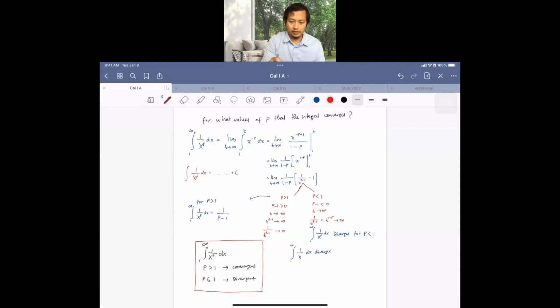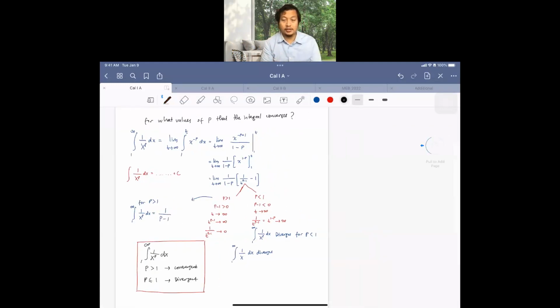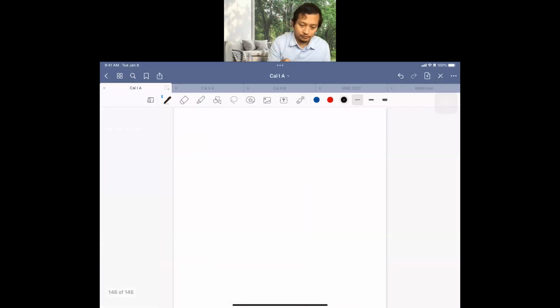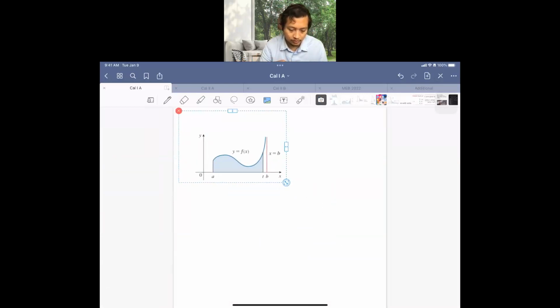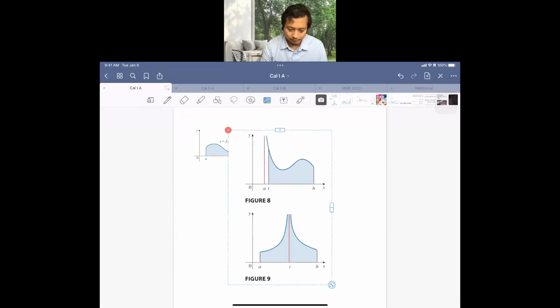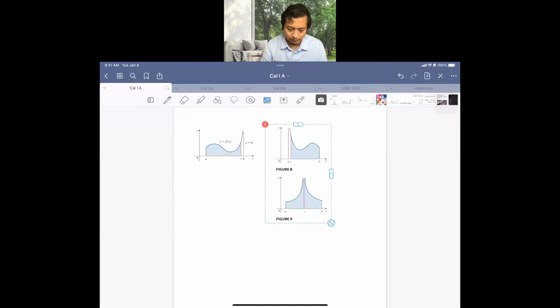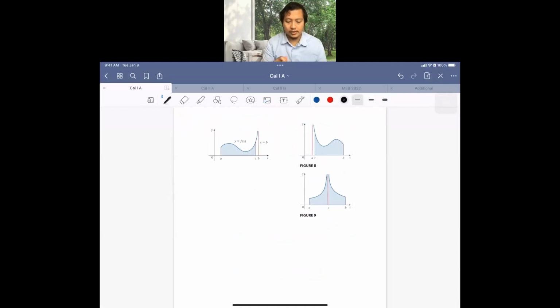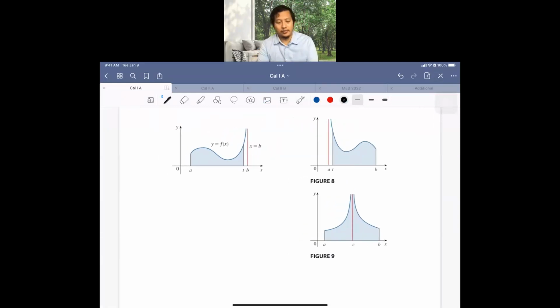Okay, I think we can continue a little bit just to show you the introduction of the discontinuity for the integral. This is what will happen if we have discontinuity. For example, if we have the asymptote x equal to b, it is our asymptote. We also call this one an asymptote.